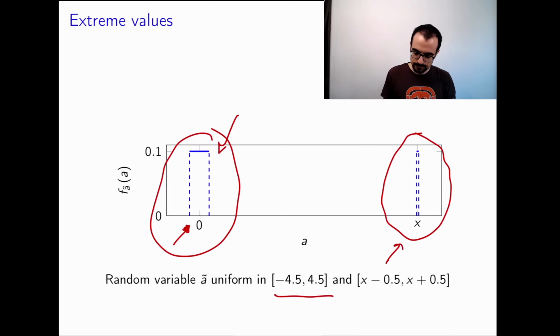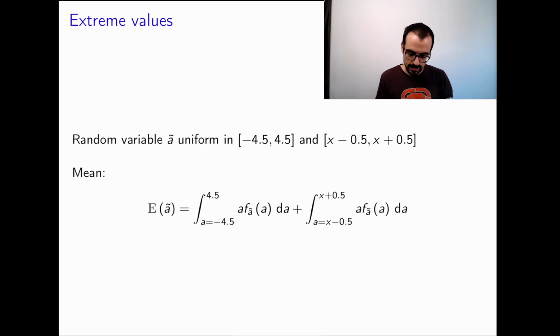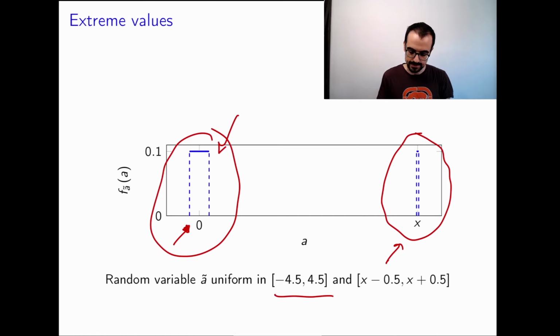Okay, so now we're going to compute the mean of this random variable and see what happens. So we have to integrate a from minus 4.5 to 4.5. Oh, and sorry, I forgot to say that the density is uniform. How do we know what the density would be? Well, you need to see how big this interval is. This interval has length 9, and this interval has length 1. So the density is going to have to be 1 over 10 so that it actually integrates to 1, because the area under this has to integrate to 1.